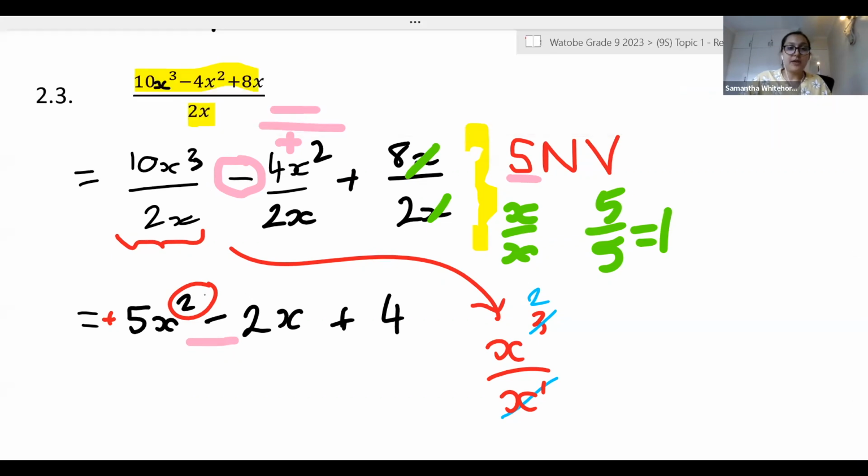All right, guys, have I simplified fully? Is this my final answer? Can I do more? Can I simplify further? Do I have any like terms here? Good. No, I'm done. There are no like terms here. I can't do anything with this. It's done. This is my final answer. Excellent, guys. Okay, I'm going to leave it up here for a second in case anyone wants to take a screenshot.